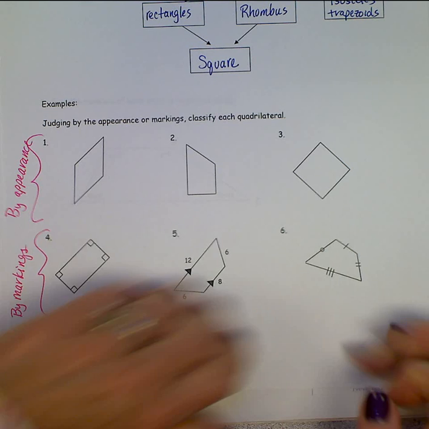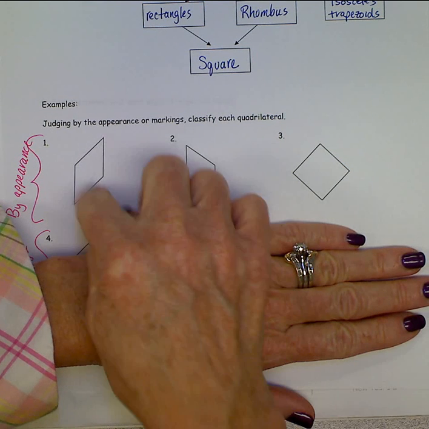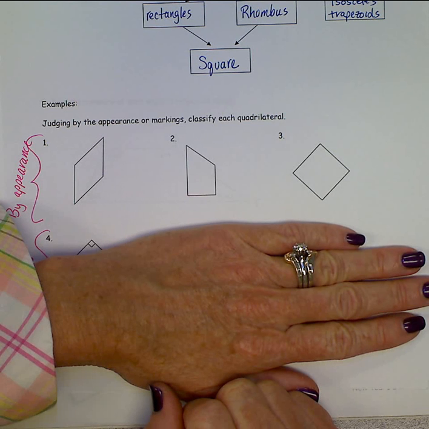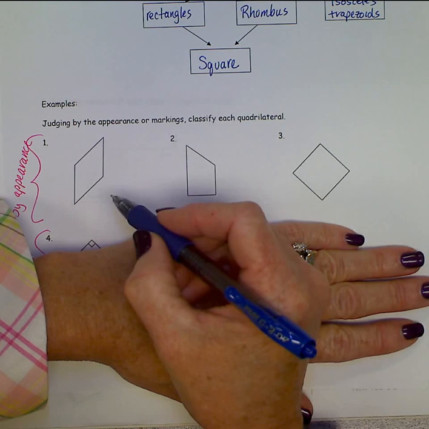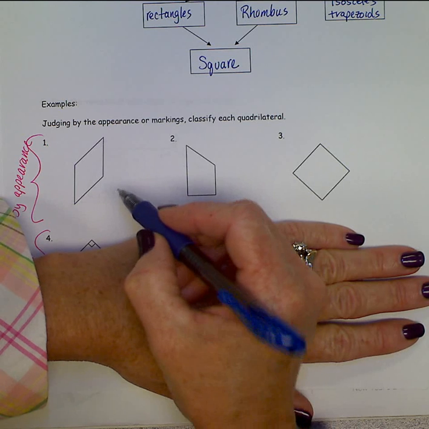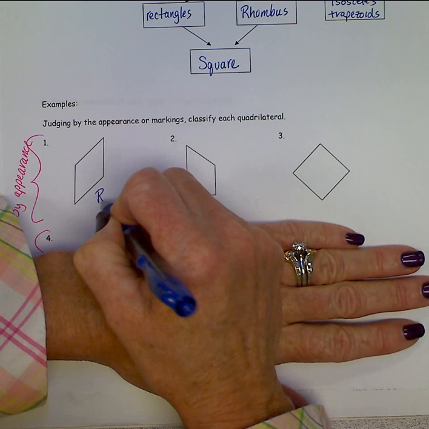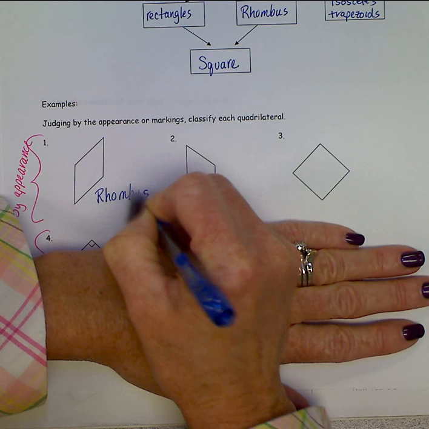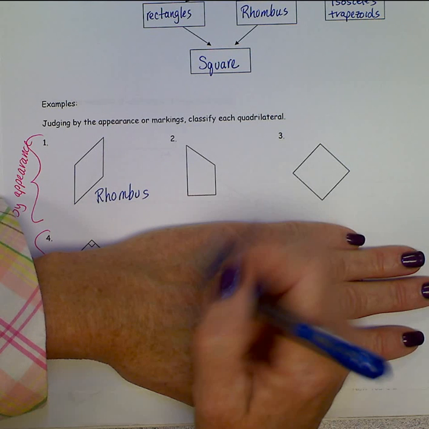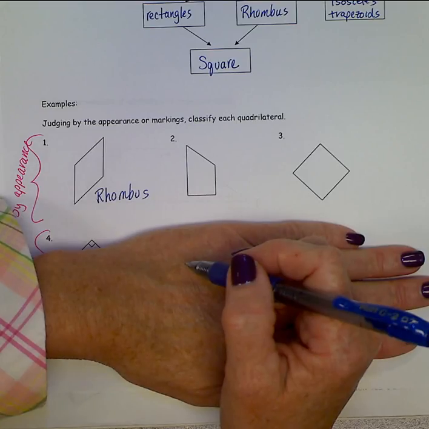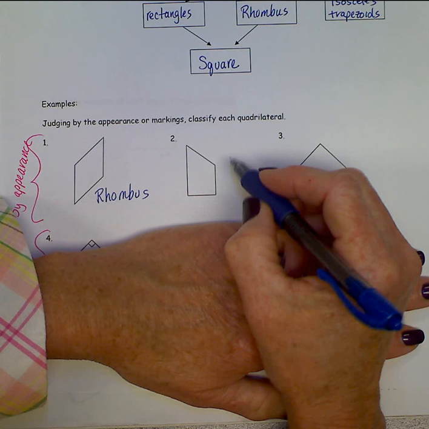All right, so going by appearance, what does that look like? Got your guess? It's a rhombus. Four sides are congruent. There's your rhombus. How about this one? What does that look like? Write down a guess. That's a trapezoid.